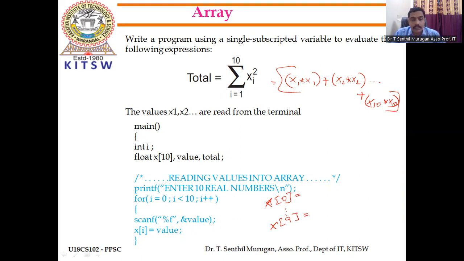Using this scanf statement, it will get the value from the user as a float value that will be stored in x of i. x of i means x of 0 is the first value, x of 1 the second value, like that they will be stored. It will work up to 9. When i becomes 10, the condition fails and it will come out.